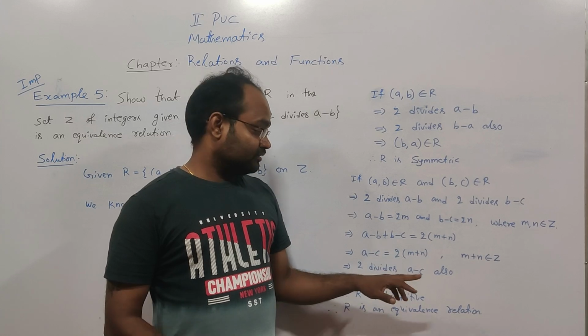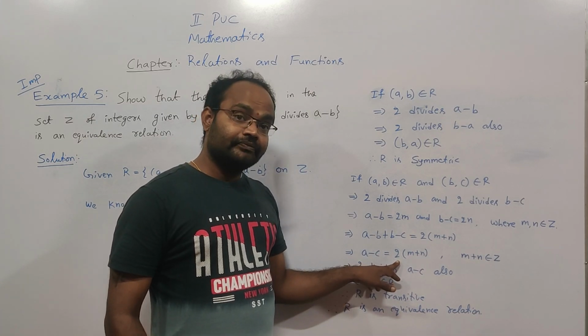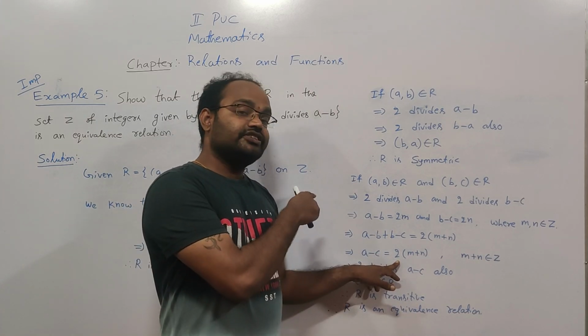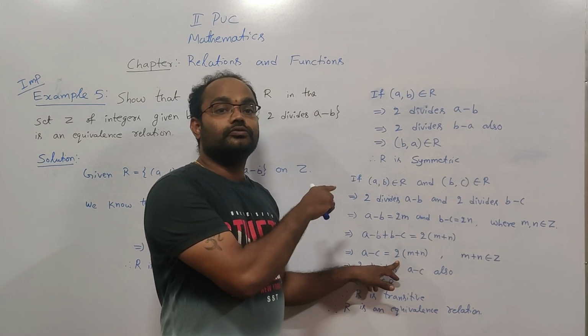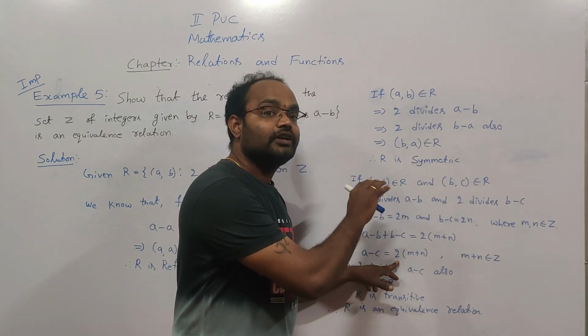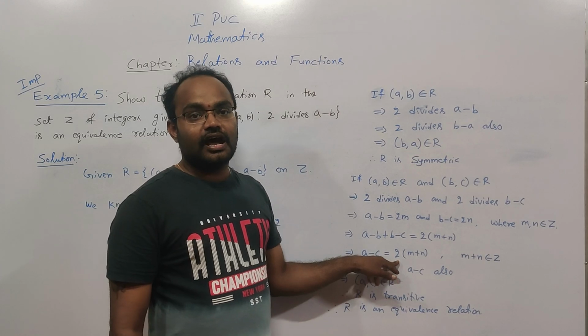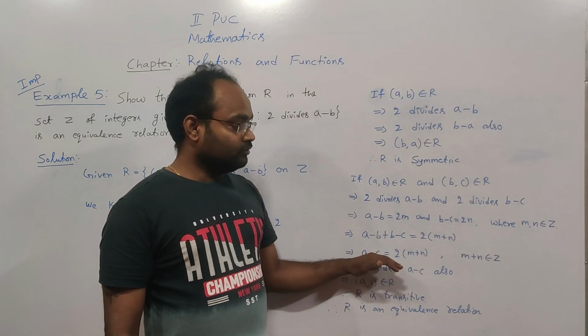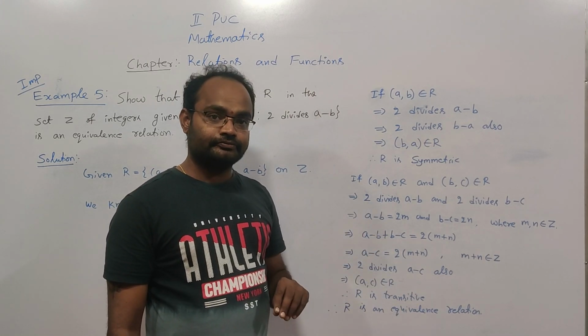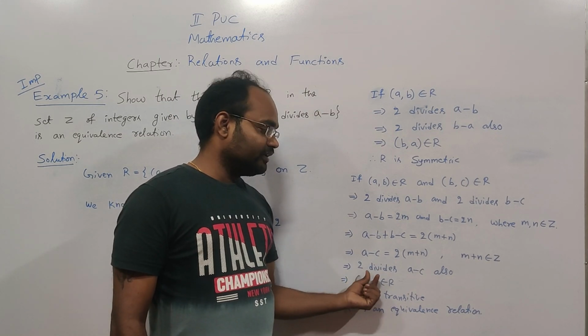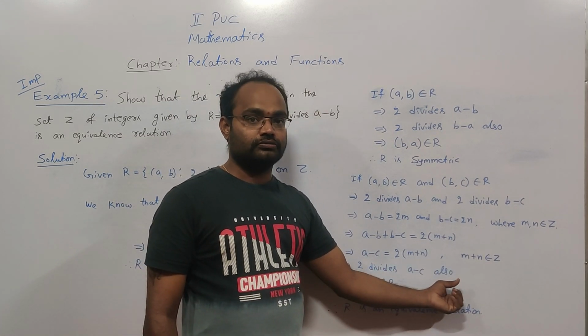Once again we are getting a minus c is also a multiple of 2. A minus c is also a multiple of 2. So what does it mean? It must be divisible by 2. So 2 divides a minus c also.